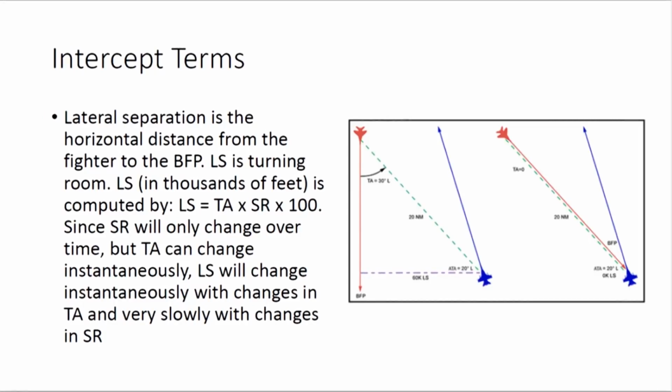And we can also see from the illustration that slant range only changes over time, but target aspect can change almost instantaneously. Lateral separation will change instantaneously with changes in target aspect, but only very slowly with changes in slant range over time. So in effect, as you can see, the bandit has great control over lateral separation. If he wants to deny us lateral separation, he can do that by simply turning into us. But there are ways that you have of dealing with that, which we'll see later on.